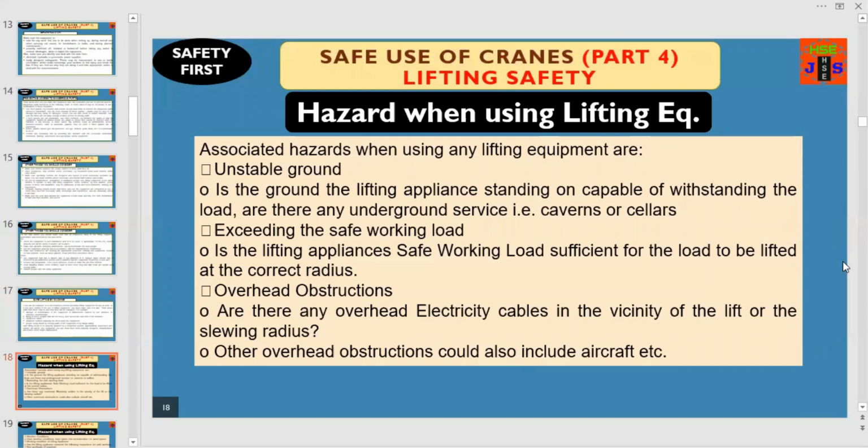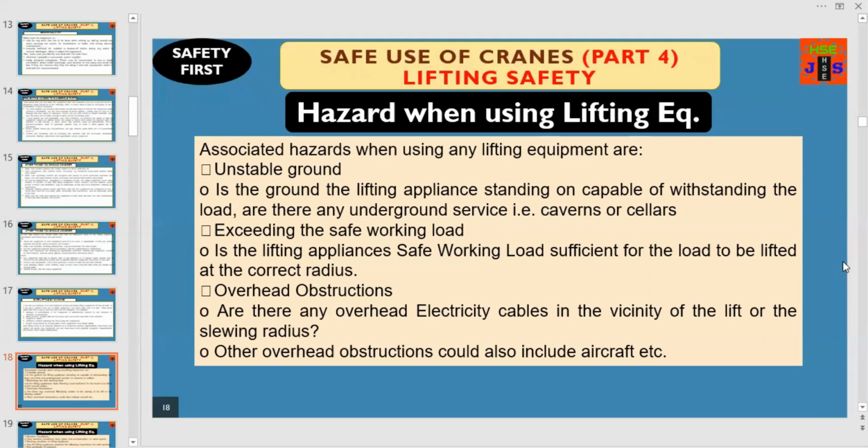Dear friends and fellows, you are watching Safety First, and today we are discussing safe use of cranes, lifting safety part 4. Let us discuss now the hazards when using the lifting equipment. There might be unstable ground. Is the ground the lifting appliance, machine, or crane is standing on capable of withstanding the load? Are there any underground services, duct, chamber, or sewer?